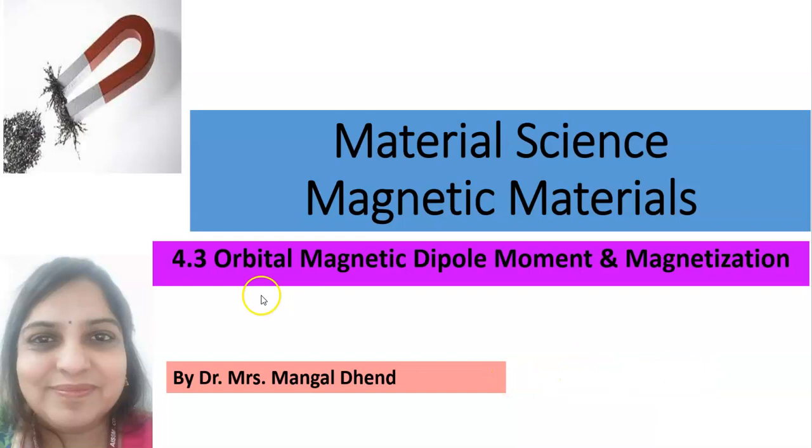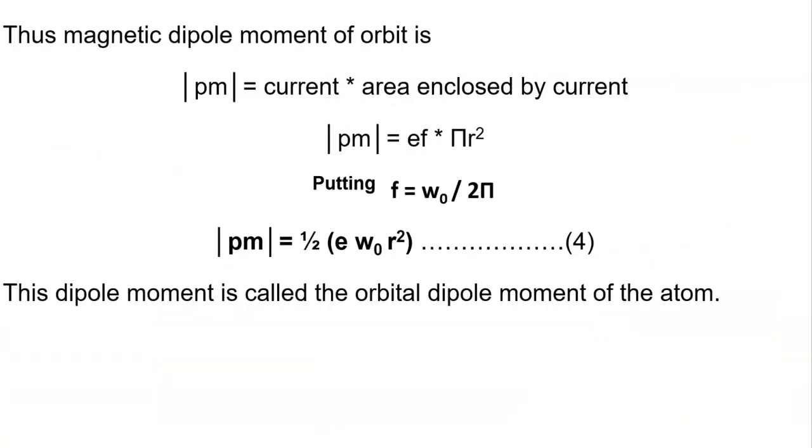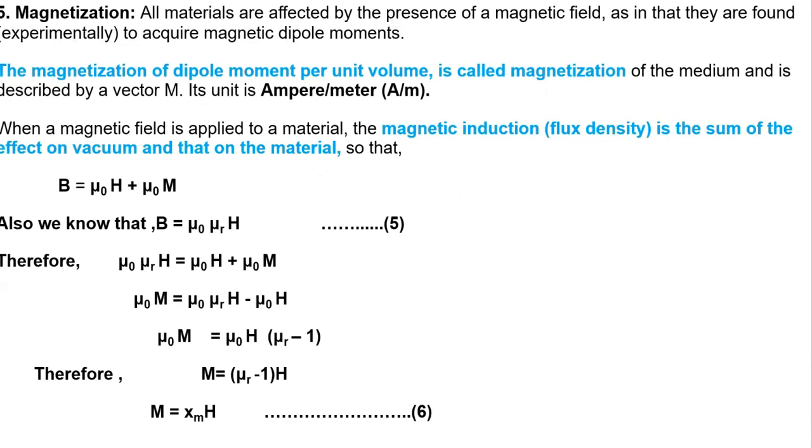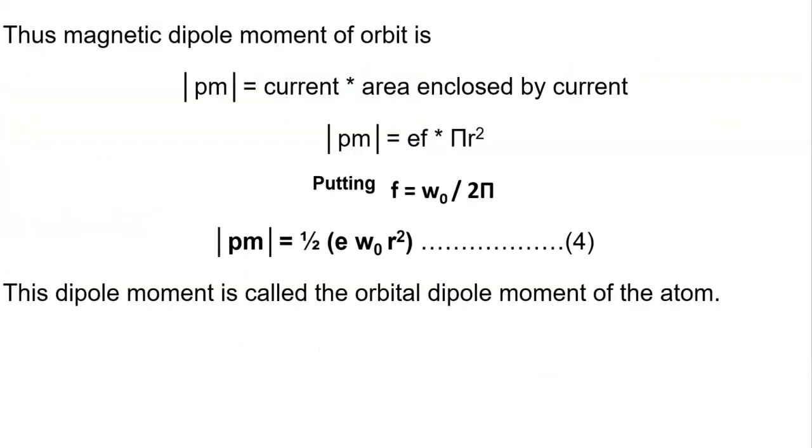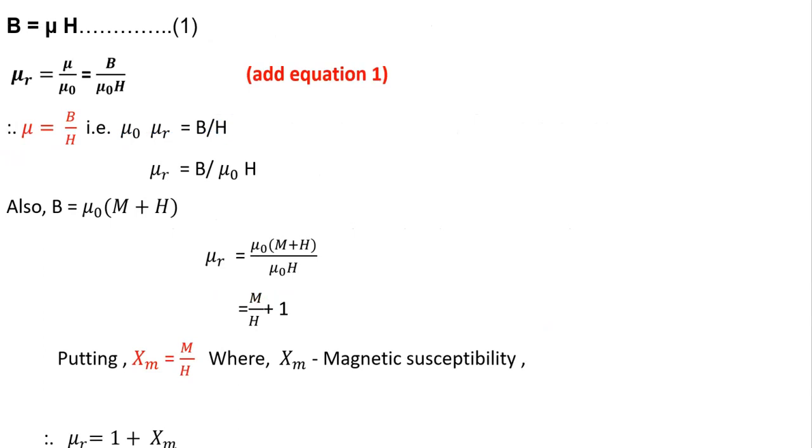Let us now see in detail the orbital magnetic dipole moment and magnetization, because we have seen the relationship between permeability and susceptibility, and at that time I told you the other things I would take in the next lecture. So what is the relationship between permeability and susceptibility? We have seen what is mu r. Mu r is the relative permeability, and mu is equal to B upon H. Susceptibility is also equal to M upon H. In susceptibility it is not the magnetic flux density, but the magnetization.